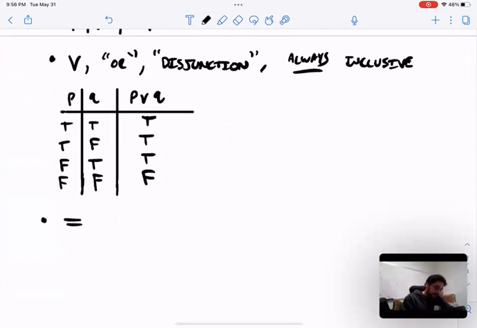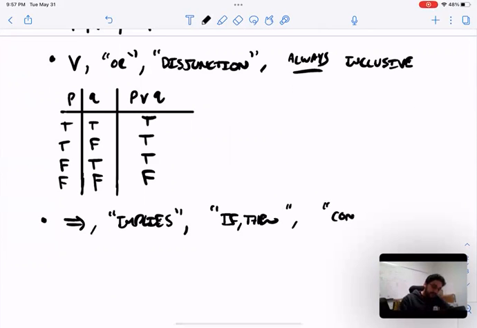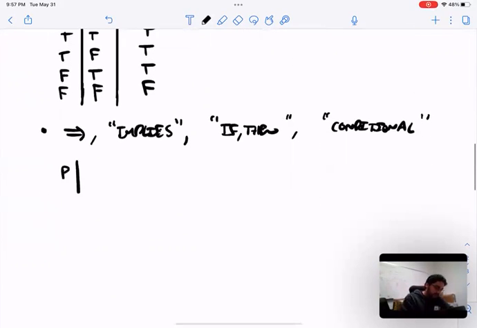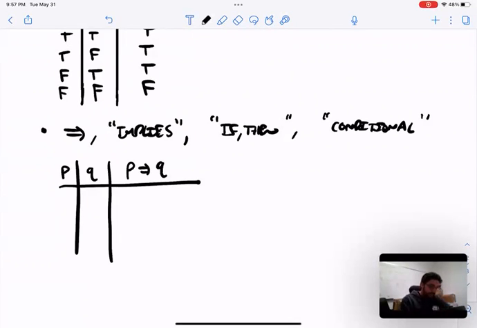Then we have implies, right? Which sometimes we call implies, sometimes we call if then, and sometimes we call conditional. Right, these are all names for implication. And here you want to say, how could P imply Q? Well, if P is true and then Q follows, then sure, P implied Q. Right? If P was true, but Q did not follow, then P did not imply Q.